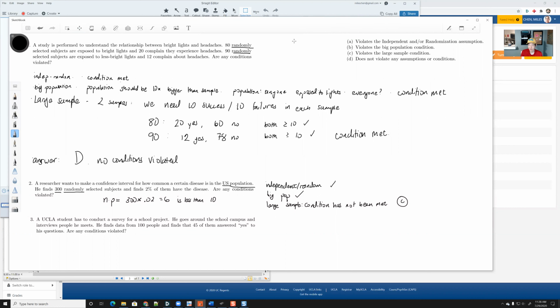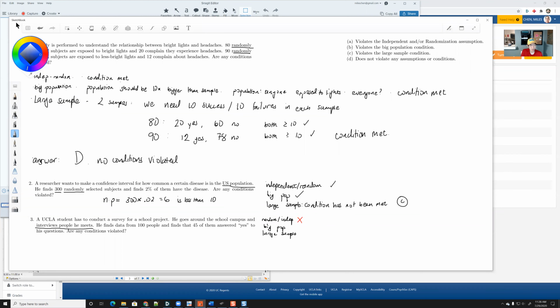All right, so we want random and independent, big population, large sample. Okay, and the answer is, yeah, it is not random, right? So we're just interviewing people he meets. That's not going to be random. That thing is not going to be a random sample. Okay, the other conditions are met.